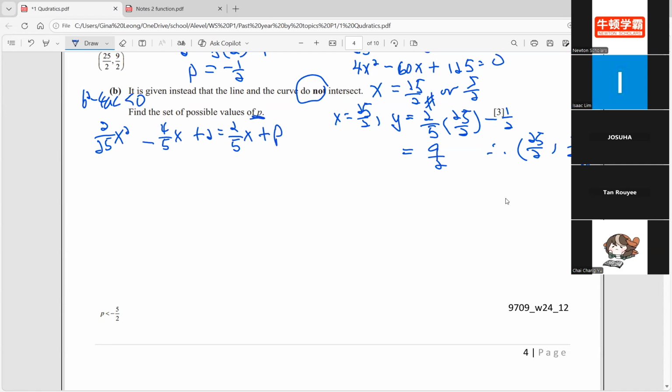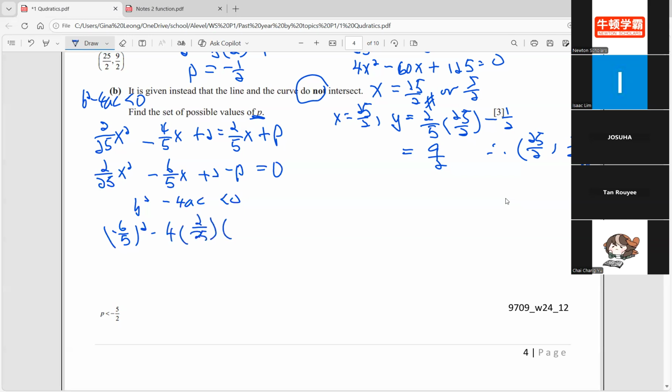2 over 25 x squared minus 4 over 5x plus 2 equal to 2 over 5x plus p. Because you need to get the p, so we have to leave it first. Okay, then we move everything here. Plus 2 minus p equal to 0. So my a is 2 over 25, b is 6 over 5, c is 2 minus p. Okay, so we're using the formula b squared minus 4ac less than 0.